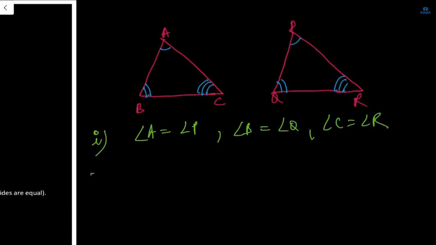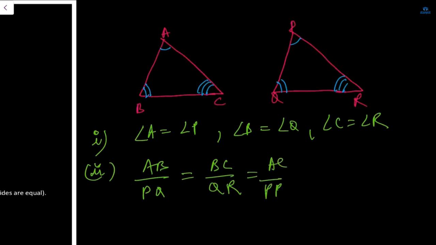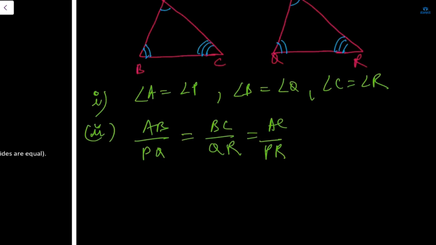Now the second condition, what does it say? All the corresponding sides are in ratio. That means AB upon PQ, these two sides will be corresponding, BC upon QR is equal to AC upon PR. These will be equal.